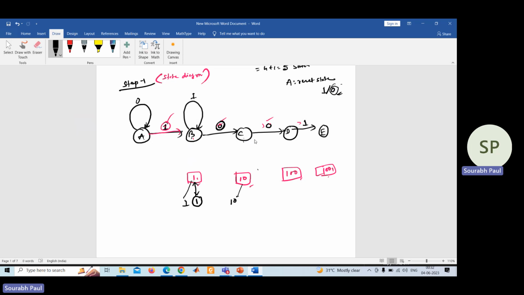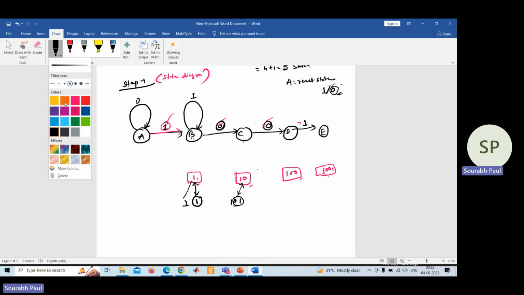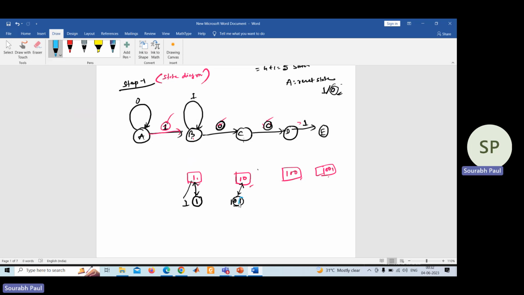Then the next thing you need to do: now check for C what input you have already considered, 0. What you didn't consider, 1. That one you write here. Then take the combination of this right side 2-bit and compare with the 2-bit state. Are they matching? No. If they don't match, what you need to do? You need to consider the last bit.